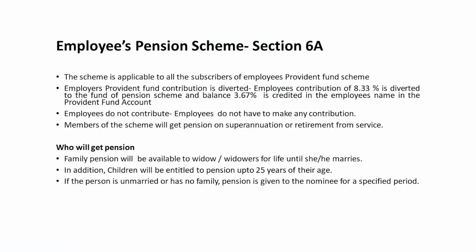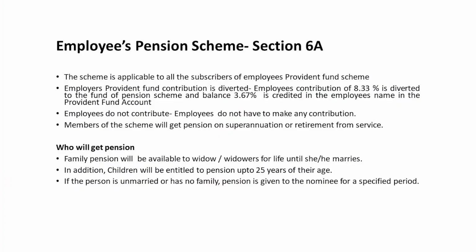The member of this Employee Pension Scheme will get a pension on superannuation or retirement from service, or if anyone has become disabled during the service. Here we also have the system of family pension, which is available to the widow or widower for life or until she or he remarries. The family pension can be given unless the spouse goes for marriage. If they are not going for marriage, they will keep getting it. Once they go for remarriage, this scheme automatically ceases.